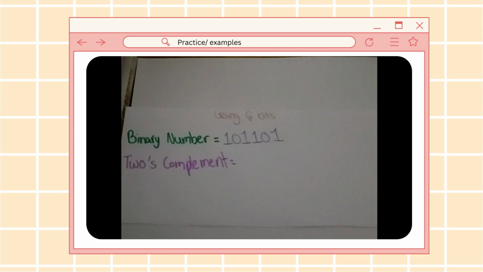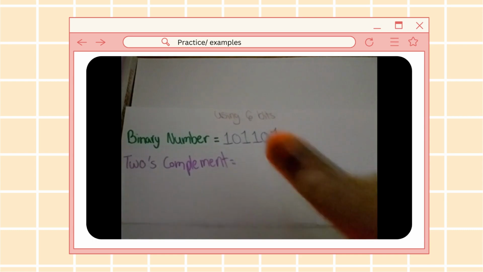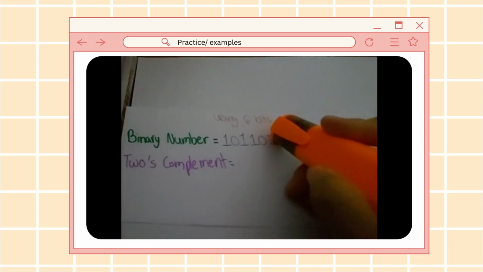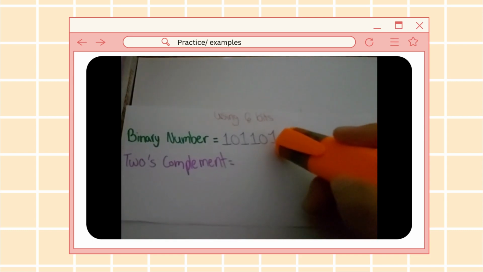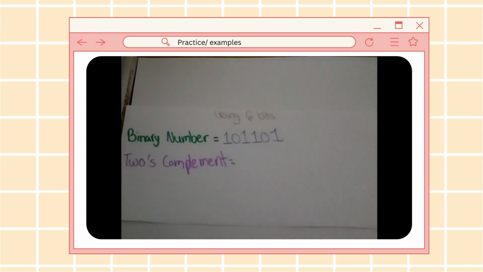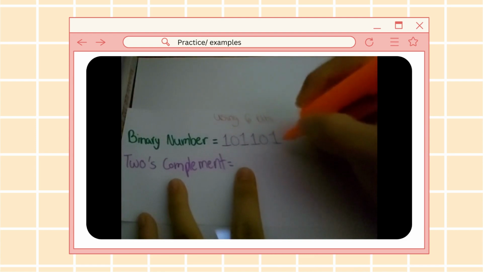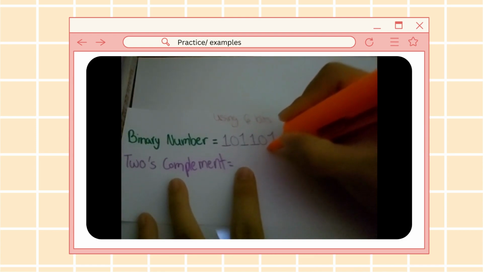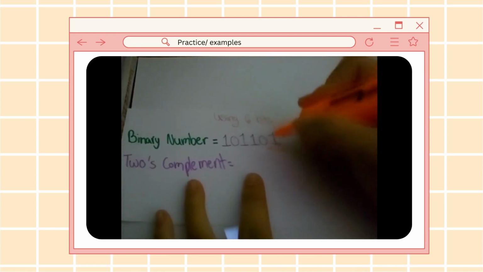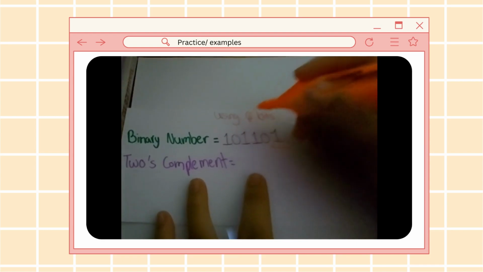So now it will be 0, 1, 1, 0, 1. Using 6 bits, we'll be solving for the 2's complement of the binary number 1, 0, 1, 1, 0, 1. The rules state that we should start from the right side, and the first 1 we encounter will be the one we keep. And here we can see that the first 1 is the first digit we see, so we keep it. Everything else after this one will be flipped.